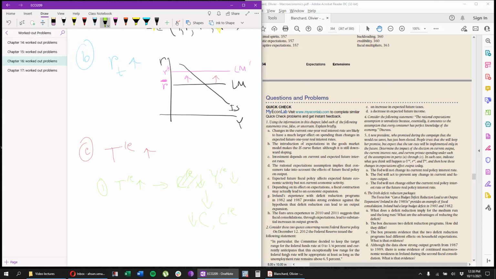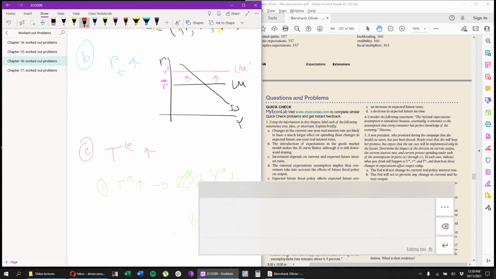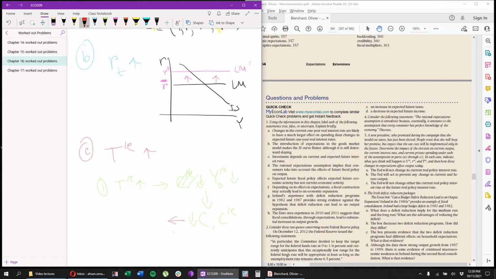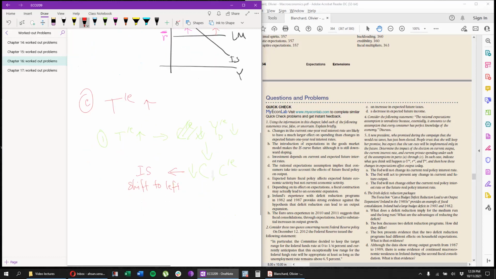When consumption goes down, what's going to happen? Sorry about that. When consumption goes down, what's going to happen? The IS curve is going to shift in which direction? Shift to the left. This is the first thing that's going to happen.